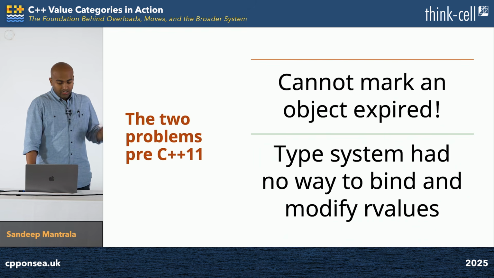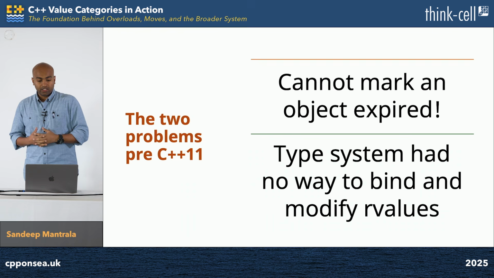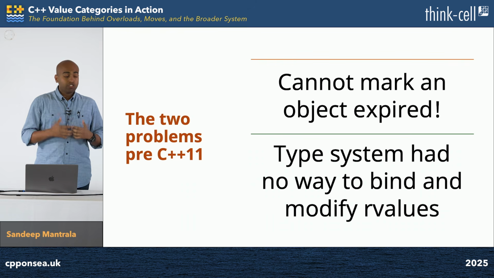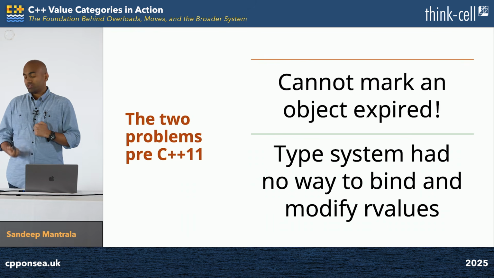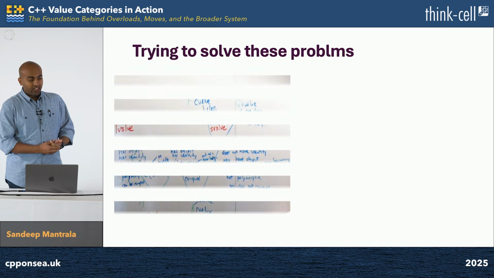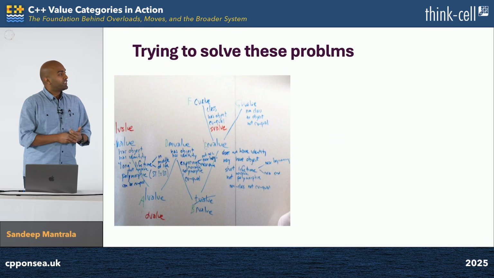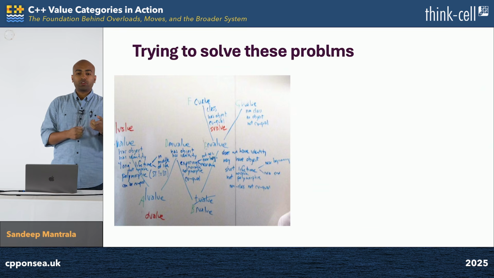We just discussed it, so there are two problems here. First is that we are not able to mark objects as expired. And second is that there was no way for us to bind exclusively to rvalues. So let's first talk about the first problem. Like I said, we did not have a way to express that this particular object is going to expire, so it is up for stealing the resources, right?